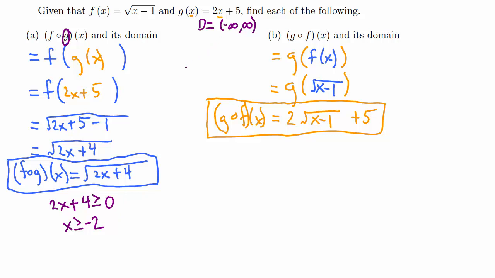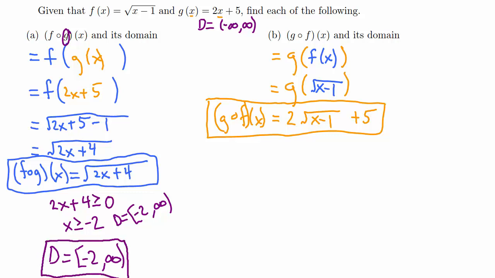Now, where the domain is all real numbers and the domain is where x is greater than or equal to negative 2, or if you wish to see it in interval notation, negative 2 to infinity, that means that all real numbers intersected with negative 2 to infinity is just negative 2 to infinity. So the domain is going to be negative 2 to infinity. That's for f composed of g of x.